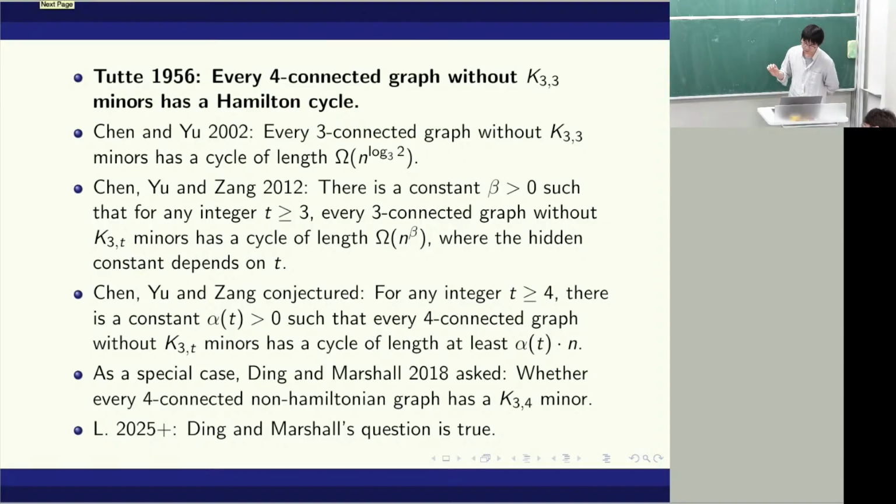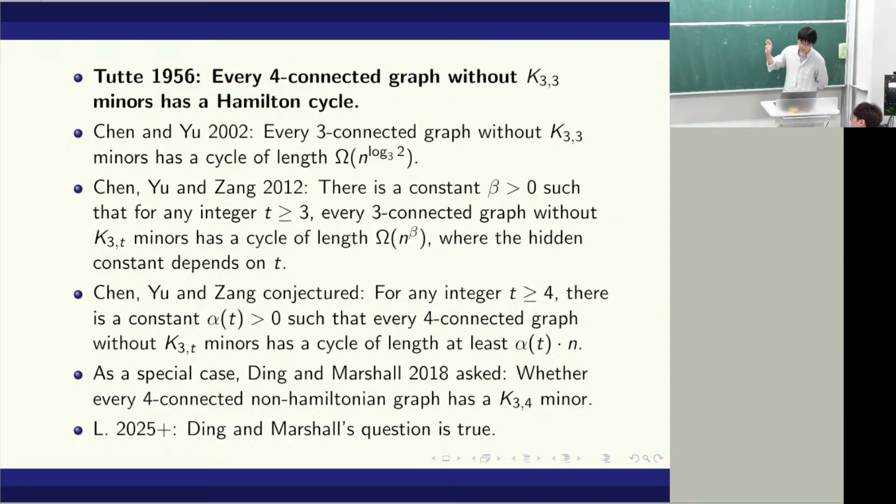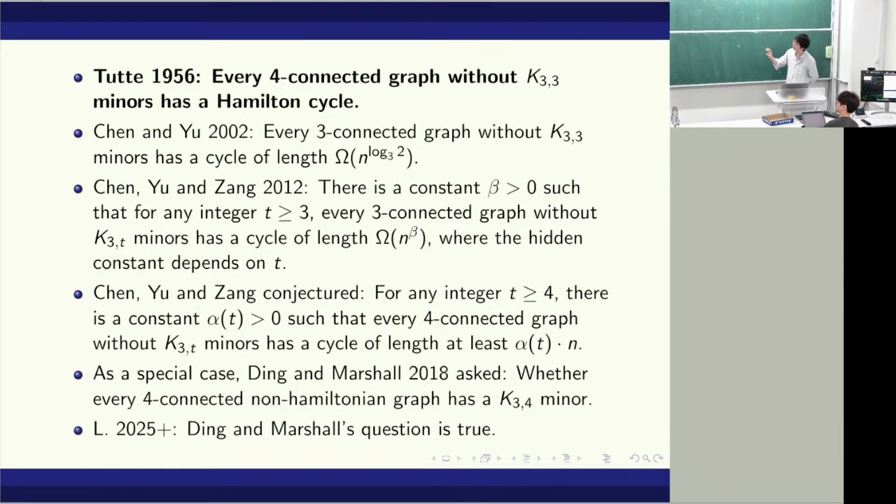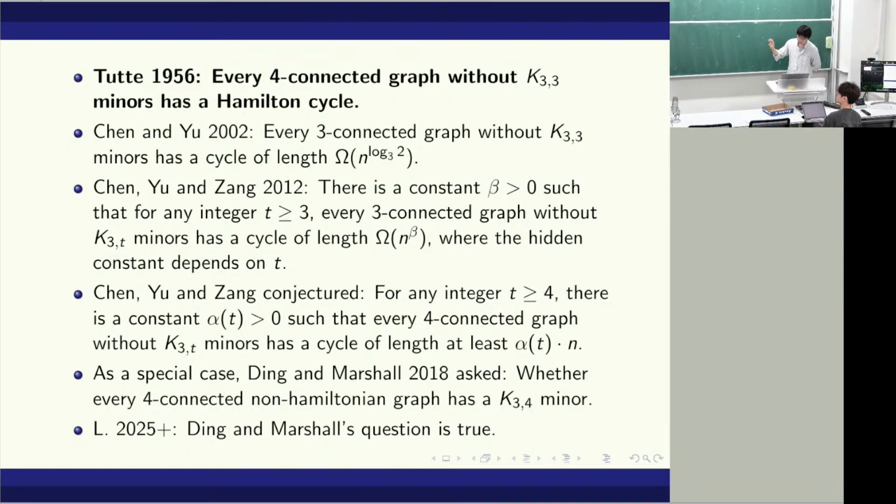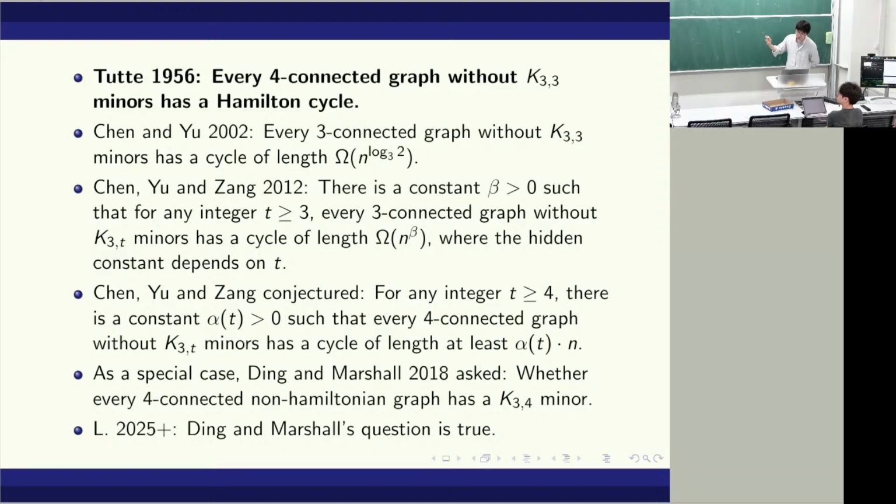Then Chen, Yu, and Zhang conjecture that if we raise the connectivity to 4-connected, then we can have a linear length. The statement is: for any integer t at least 4, there is a constant alpha depending on t, such that every 4-connected graph without a K3,t minor has a cycle of linear length, which means alpha times n.